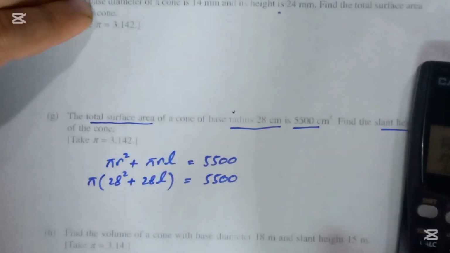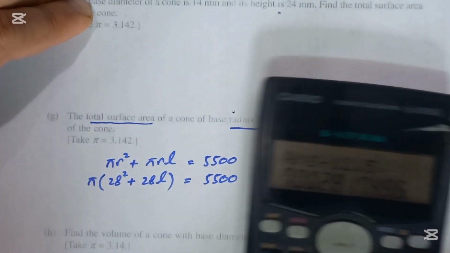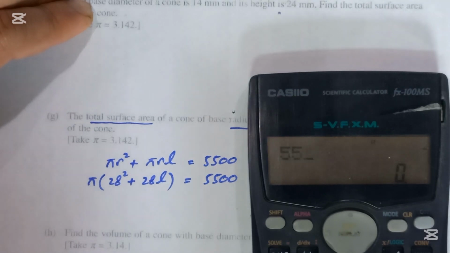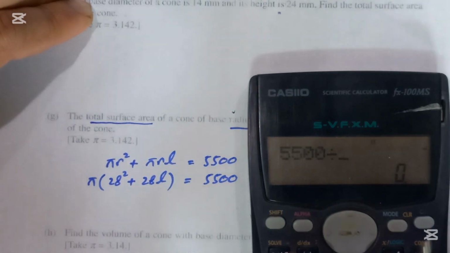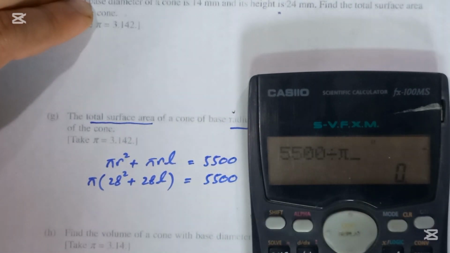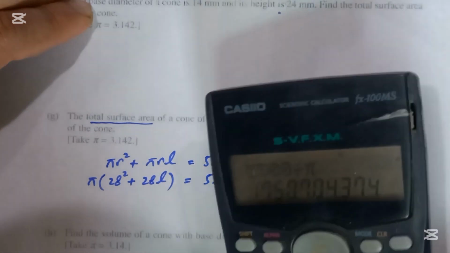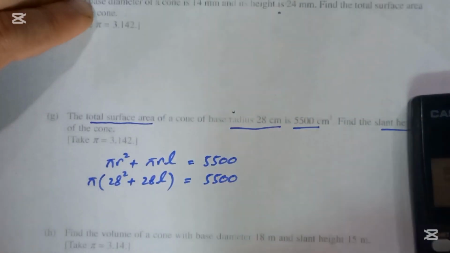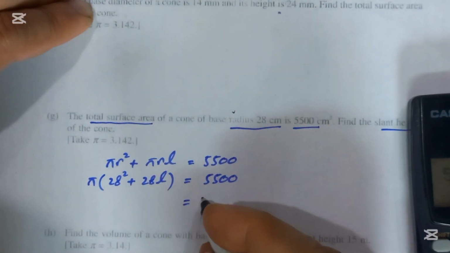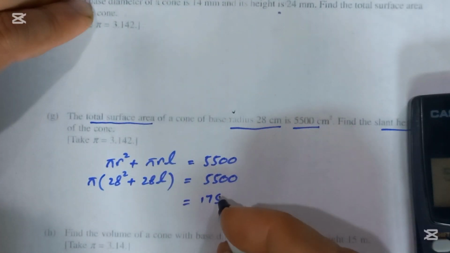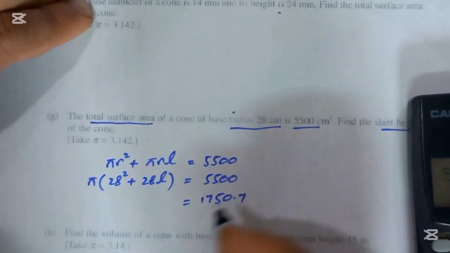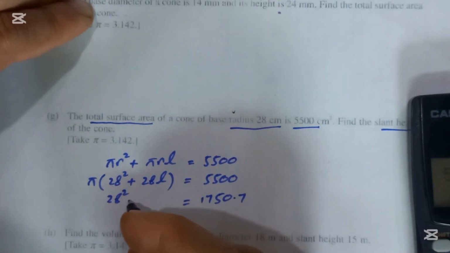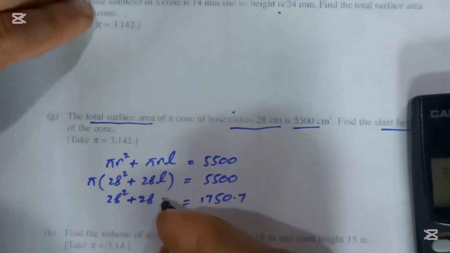Okay, this pi will go to right side and the answer will be 550 divided by pi. Answer is 1750.7. And here are the values: 28 square plus 28L.